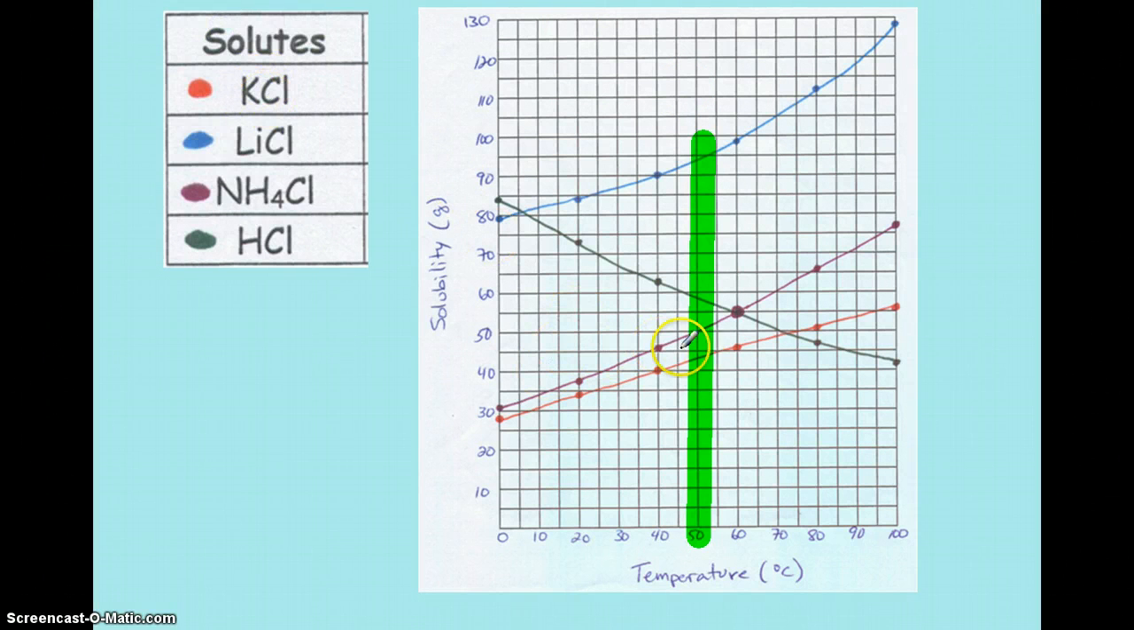So for KCl, my red line, right there, that's about 43 grams. For lithium chloride, that's my blue line way up here. It's about 94 grams. Ammonium chloride, right there for me is at the 50 gram mark. And then HCl right there, let's call that 58 grams. Your answers might be slightly different looking at your graph, but that's how you want to answer that question.